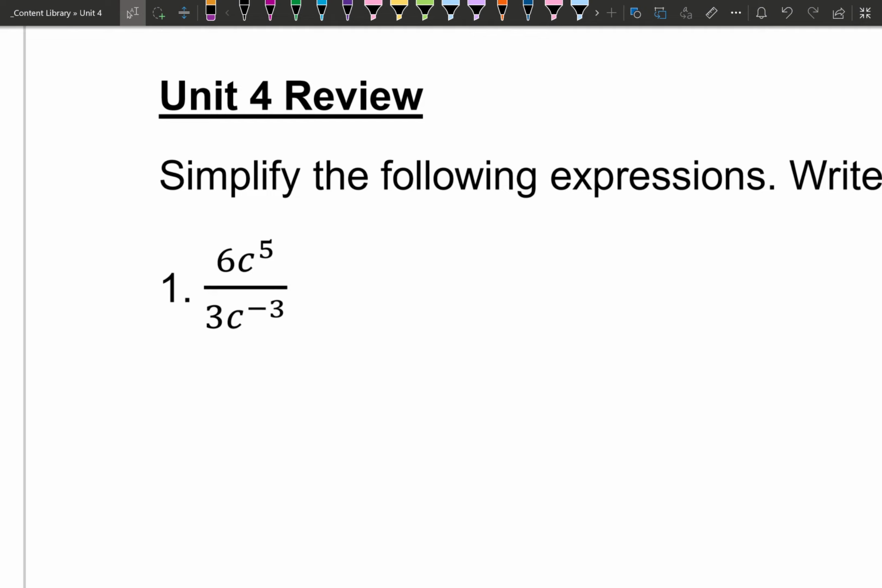In number one, the first thing I notice is a negative exponent. That means this negative exponent is on the wrong side of the fraction line. What we're going to do is take c to the negative third and flip it to the top of our fraction and make it positive. So let's see what that looks like.